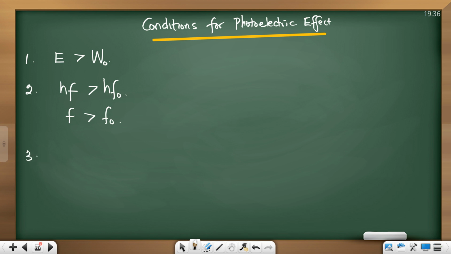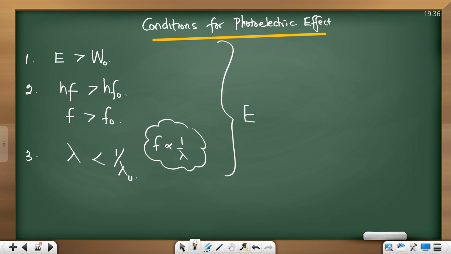And number 3 is to use wavelength. The wavelength of the light, check this one, must be less than. Do you know why I'm saying less than? Because f and wavelength are inversely proportional. So the wavelength of the light must be less than the threshold wavelength. All of this will prove to you that EK is greater than 0.